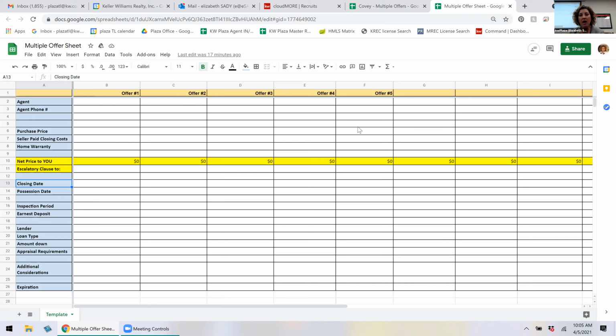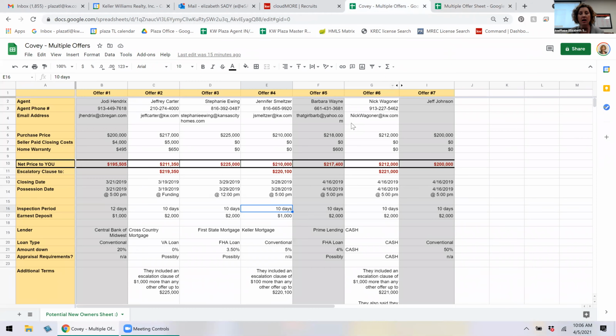Okay, so the different fields, I'm going to go through and share with you. This is just the blank one, which I can share with everybody. I did go ahead and pull up one from a previous transaction so that we could look at some stuff that had actual data in it, because hopefully that would help it make a little more sense.